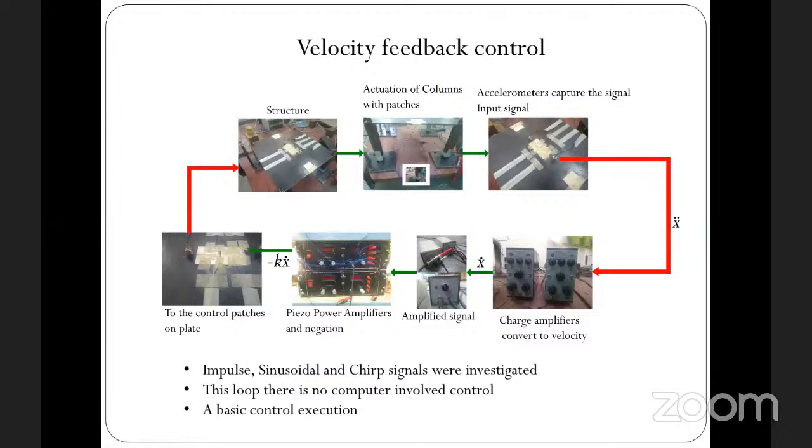Once again, this is the structure which is actuated, and your piezoelectric sensor picks it up, and this is the control law here where we apply it. At that time when this was done, we did not have digital control, so I had to use charge amplifiers to integrate it and convert it from acceleration to velocity and invert it. It was something like a manual controller, and then we feed it to the control actuators.